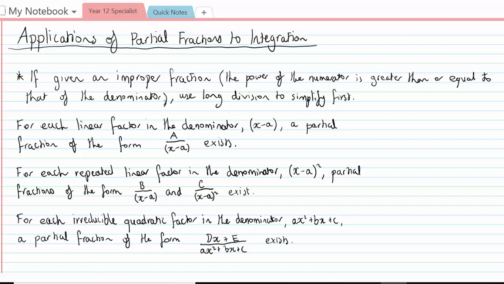And then thirdly, for each irreducible quadratic factor, so irreducible means that it can't be factorized, there'll be a partial fraction of the form dx plus e on that quadratic. Okay.